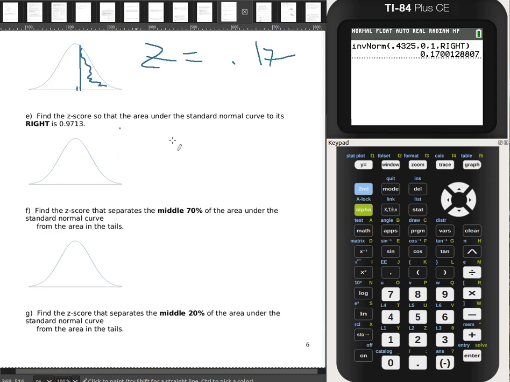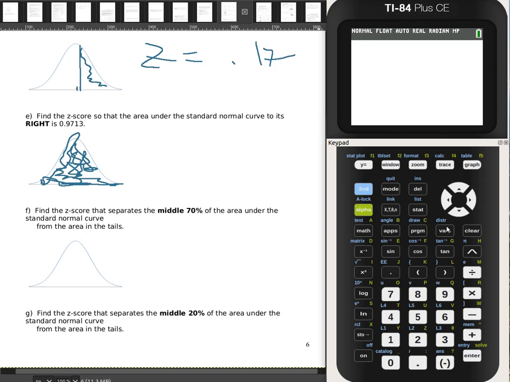And then this time, we will have the tail on the right to be 0.9713. So that's a really big tail. That's almost the whole area. Again, we've already had that kind of a situation before on the left side. So we want all of this area to be 97% of the area.